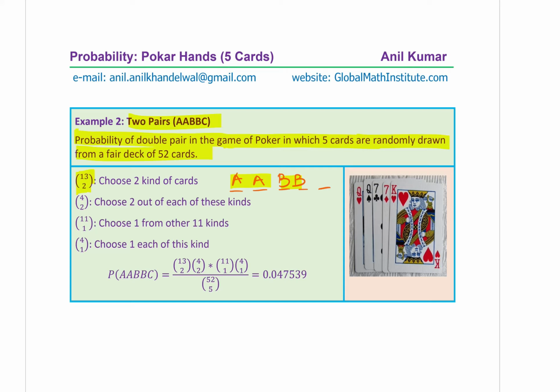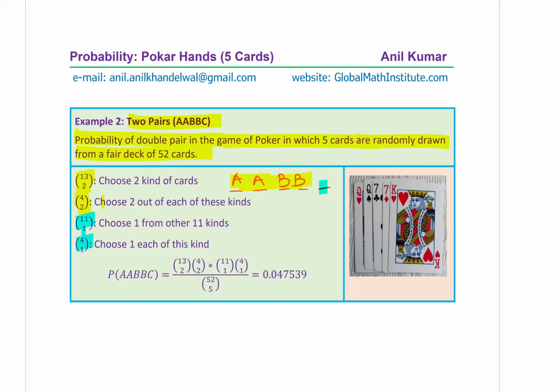Once you do that, we have to choose 2 of each kind, and each kind is 4, right? So 4 choose 2 gives you whether you're picking up spades, hearts, diamonds, or clubs. So we are done with these 4 cards. Now let's look into the fifth card. It should not be those which you have already taken. So from 13, 2 are out. We are left with 11, and you have to choose only one.